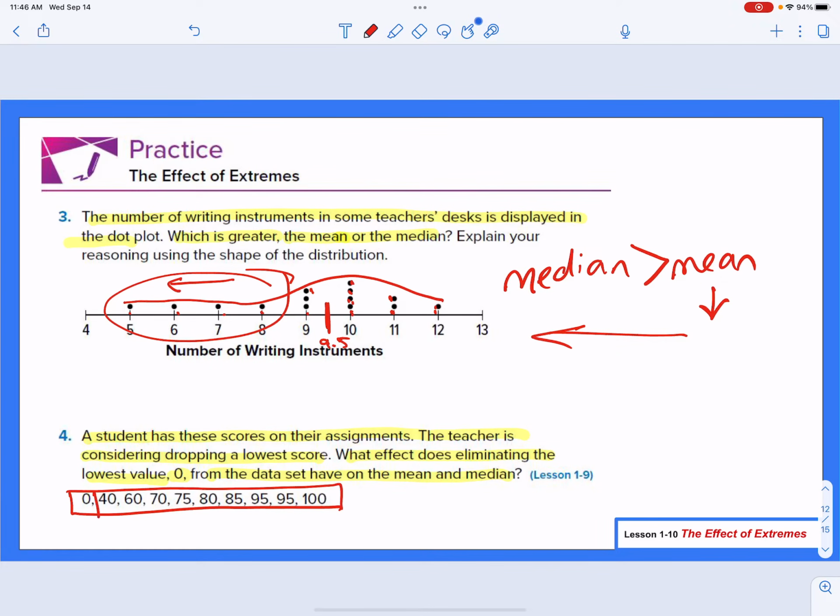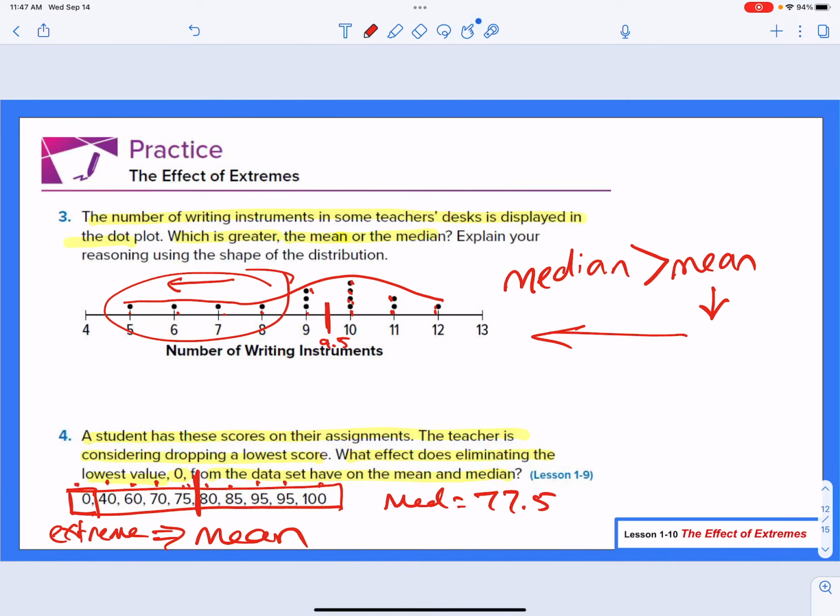So the lowest test score is this one here. Well, that 0 has a huge impact because it is an extreme value. And as we said before, the extreme value really affects what? It affects the mean. Is the median going to change too much? Well, let's see what the median is. 1, 2, 3, 4, 5, 6, 7, 8, 9, 10. So we go 1, 2, 3, 4, 5. The median value is going to be right here, like 77.5.